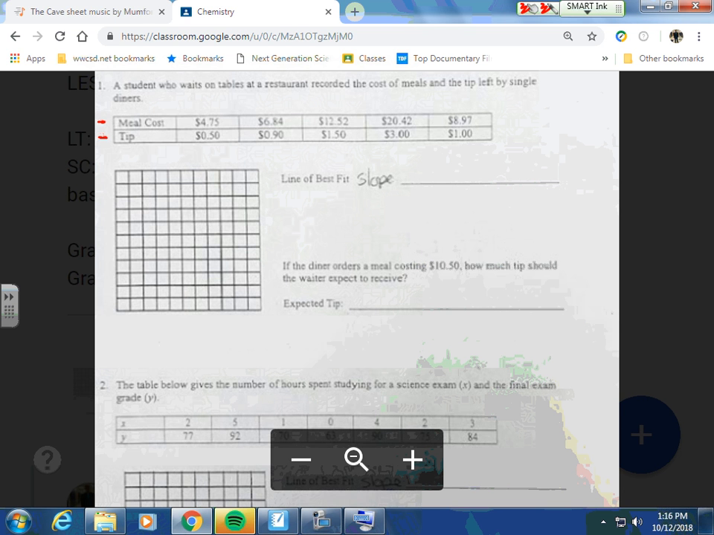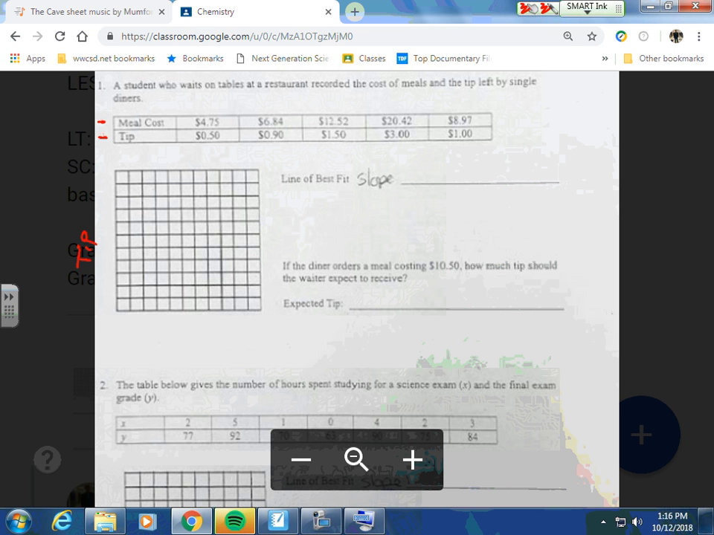Okay? So that means the tip is dependent on the meal cost. So the tip is the dependent variable. So which one does that go on? D, dependent, DRY, y-axis, right? So I'm going to write that on this side.